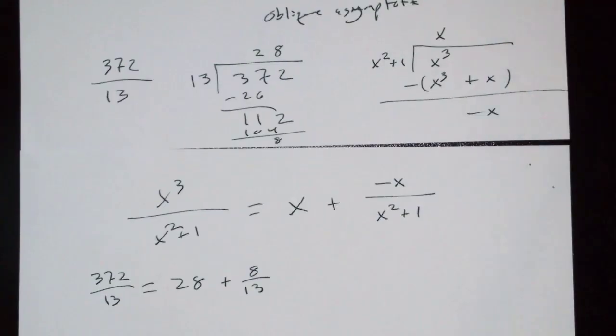If the power on top is exactly 1 larger than the power on the bottom, you're going to get a diagonal asymptote, an oblique asymptote. And to find it, you do this division.